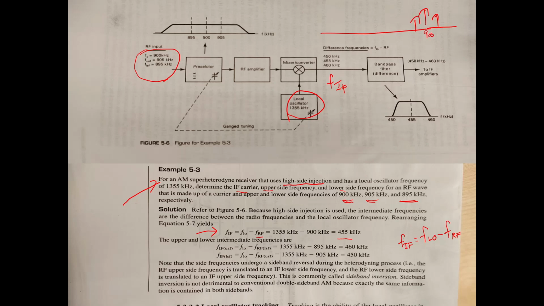This is 900, this is 905, this is 895. Okay, and we need to convert into intermediate frequency. So this is FIF center, this is FIF USF, this is FIF LSF, lower side frequency. So we get 455 here for the center.